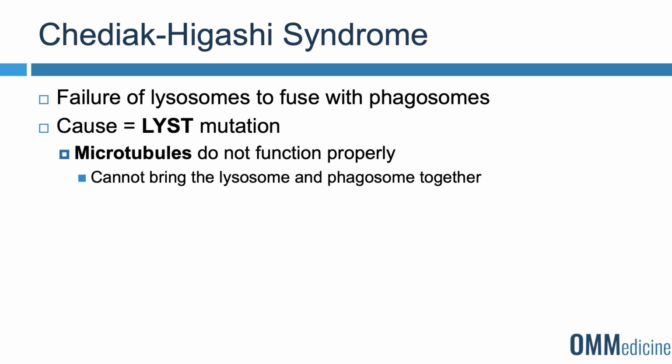And so the main takeaways from the pathogenesis of Chediak Higashi are that it is an issue of phagosome and lysosome fusion, and that is because the microtubules are not functioning properly, which is due to a mutation in the LYST gene. And that should be an easy gene to remember because it looks like lysosome, and the lysosomes are part of the issue in this condition.